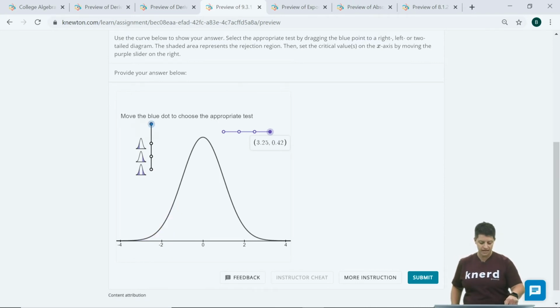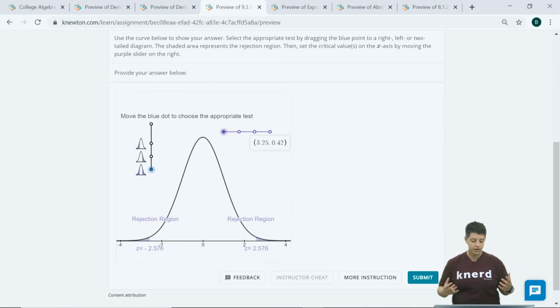Let's look at maybe statistics. Again, look at all of these dots, they're movable. So we could make it left-tailed, right-tailed, or two-tailed. This dot changes the rejection region. So depending on the question, if you're not sure what to do, start moving the dots and see what happens.